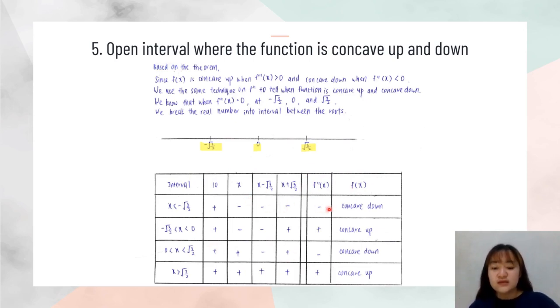If the second derivative of the function has a negative sign like these two, it means the function is concave down in those intervals. Oppositely, if it has a positive sign, it means the function is concave up in those intervals.